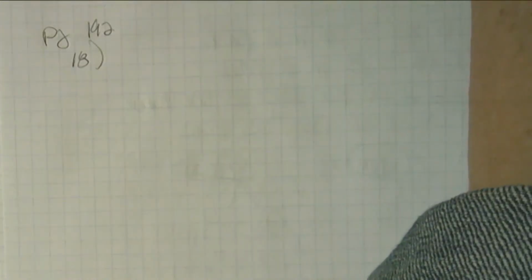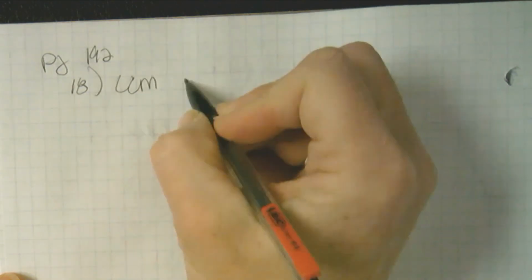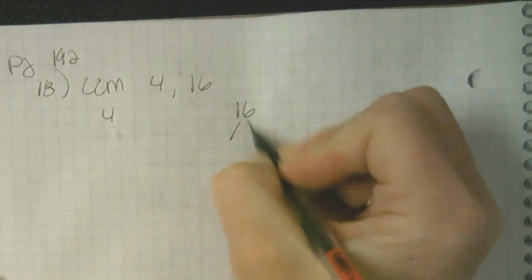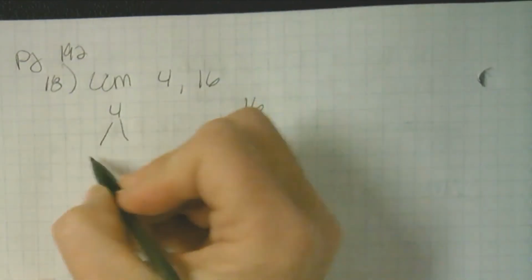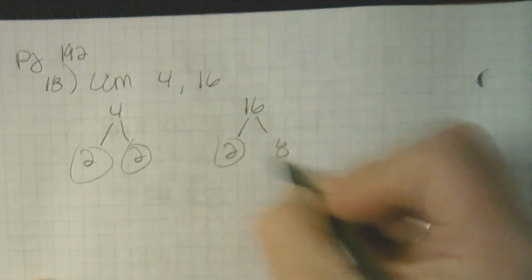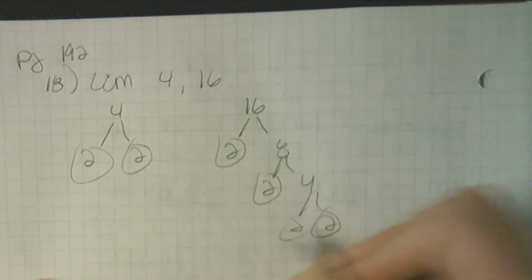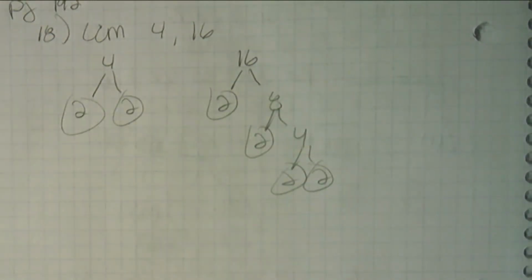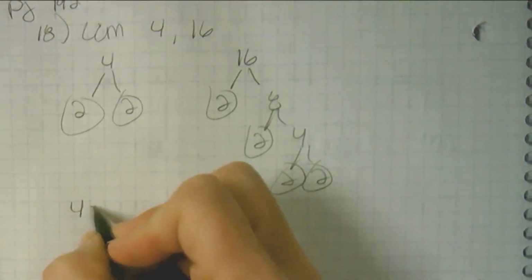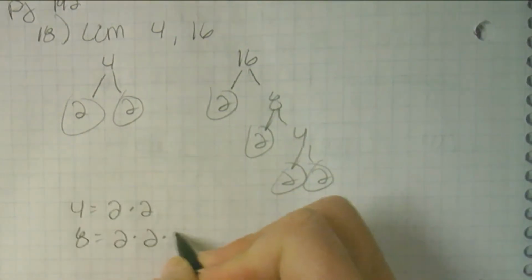All right, so 18 said that we want the LCM of 4 and 16. We need to find the prime factorization of both of them. So 4 is 2 times 2. 16 is 2 times 8, which is 2 times 4, which is 2 times 2. Or however you could have done, 4 times 4 and gotten the same thing. So 4 is equal to 2 times 2. 16 is equal to 2 times 2 times 2 times 2.